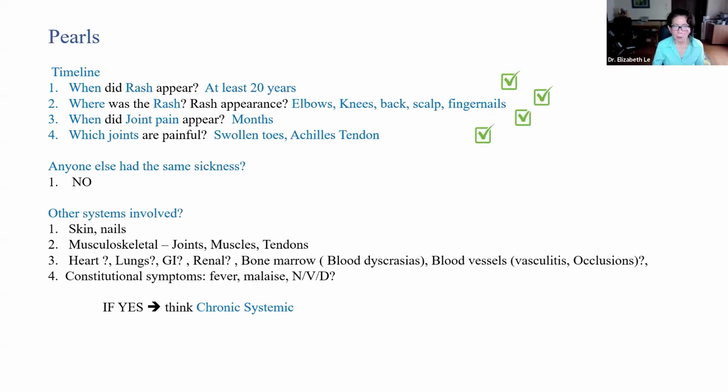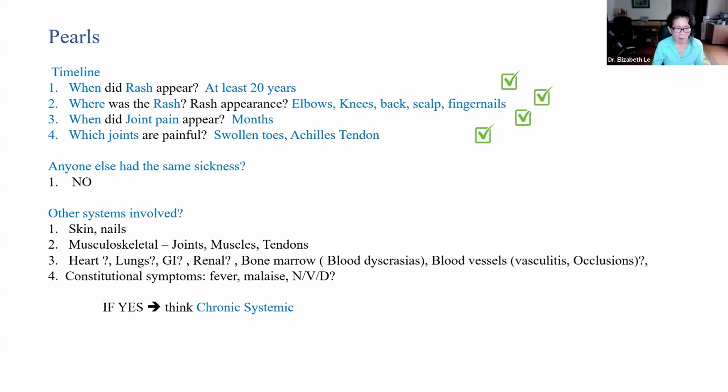And what about the joint pain? It's been going on for months. And the joint pain, the swollen toes, and it's swollen. Anyone else have the same sickness? No. Other systems involved: it had skin, it had nails, joint pain problem, Achilles tendons problem.